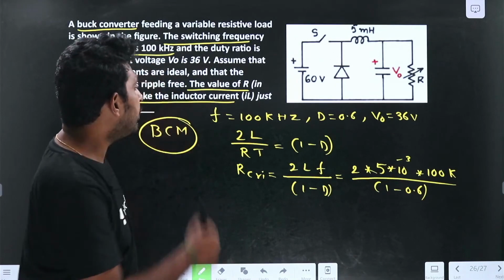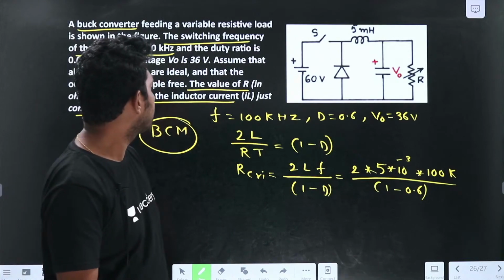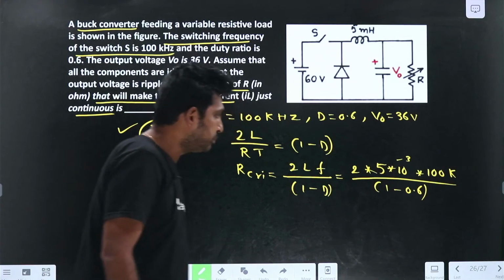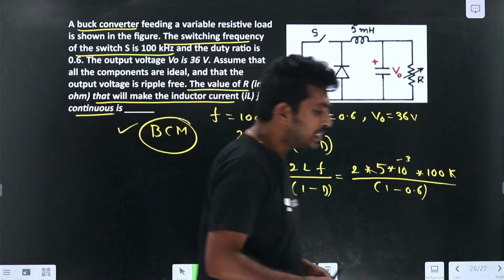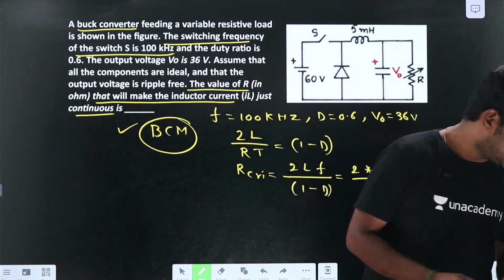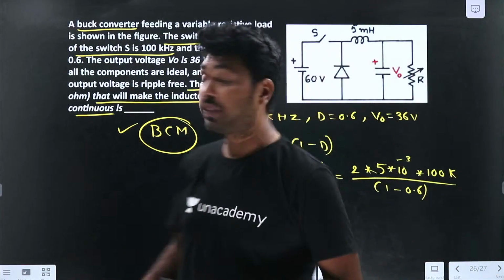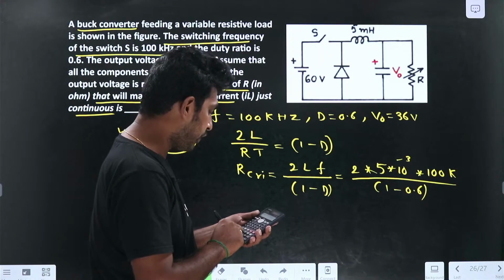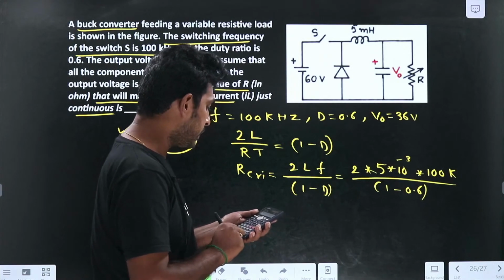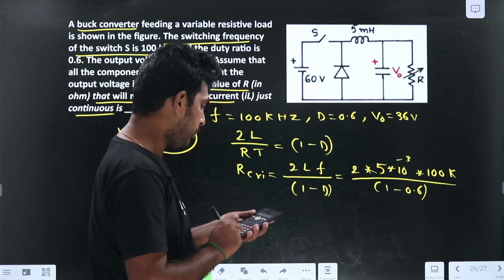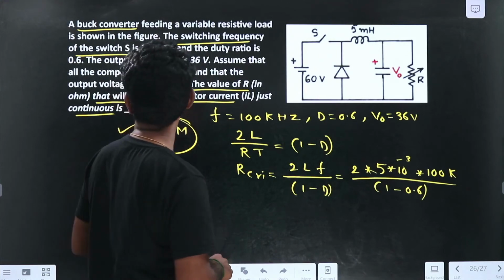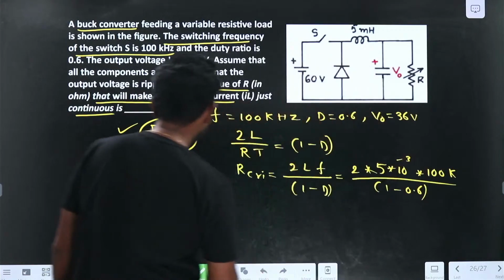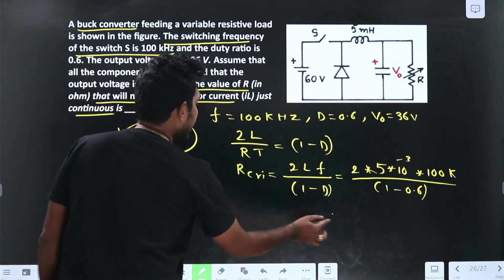So 2LF divided by 1 minus D. So what is the answer? 2 into 5 into 100 divided by 0.4, which is 2500 ohms. We should mention the unit in ohms. So the answer is 2500 ohms.